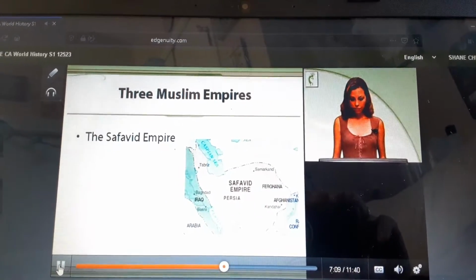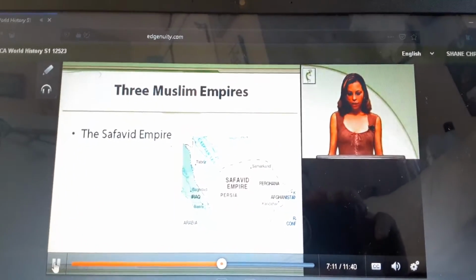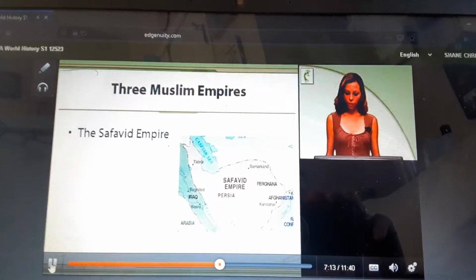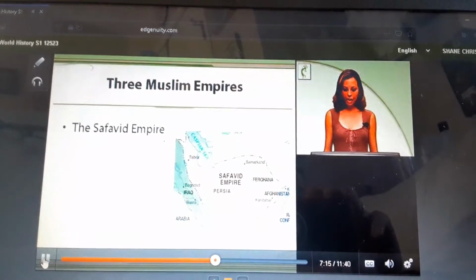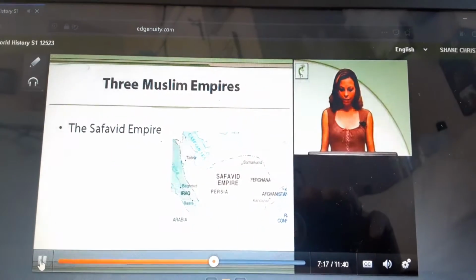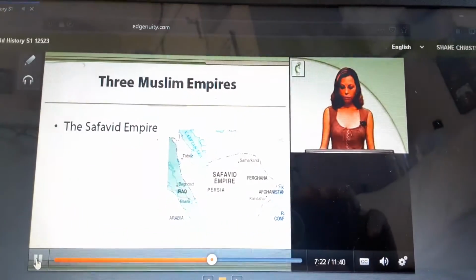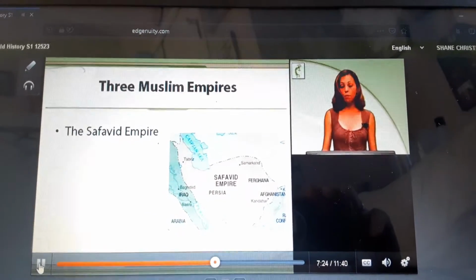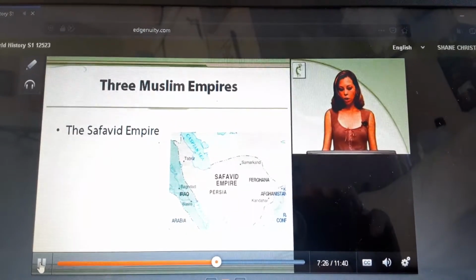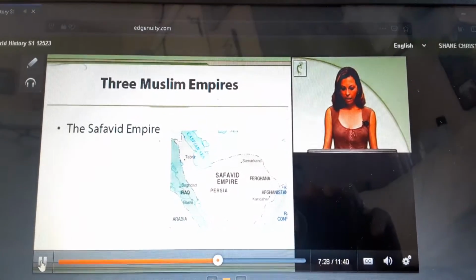The Safavid Empire. These were Persian Muslims. They were gaining power in the east and in present-day Iran. They came into conflict with the Ottomans and other Muslims. Conflict arose from a past argument over who should be a caliph.